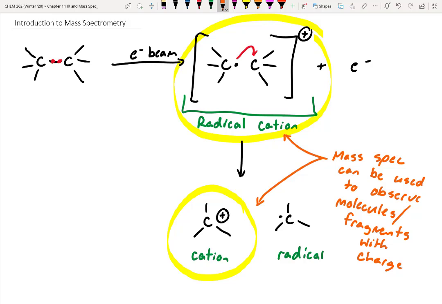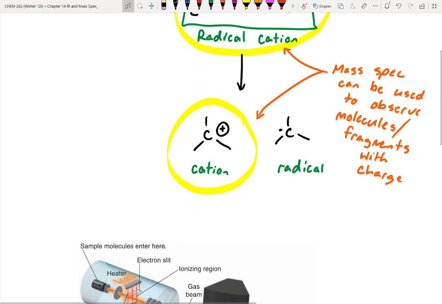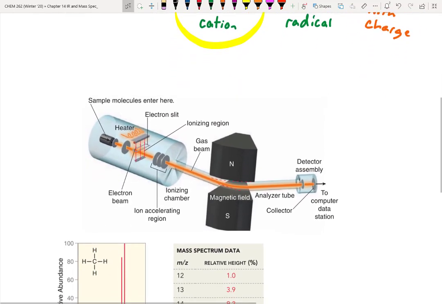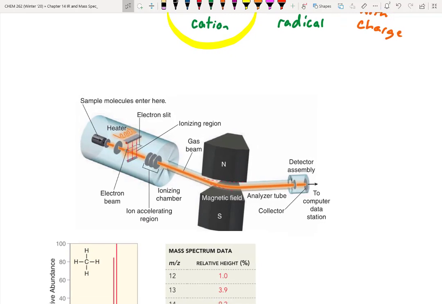So then the question is, why can we observe cations and anions, but why not radicals? Well, radicals we know don't necessarily have a charge associated with them, right? So let's dive into the theory behind this. Here's what a simplified mass spectrometer looks like. We're going to start over on this end, and we're going to inject our sample into an open end of your mass spectrometer, typically using a syringe.